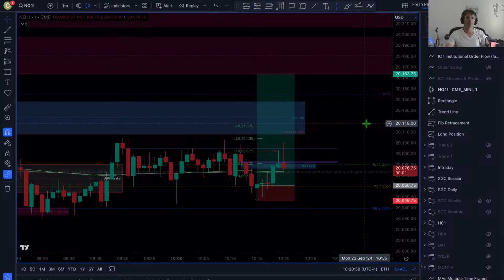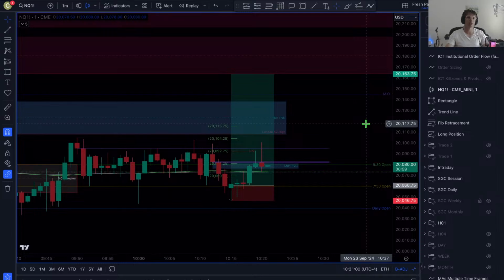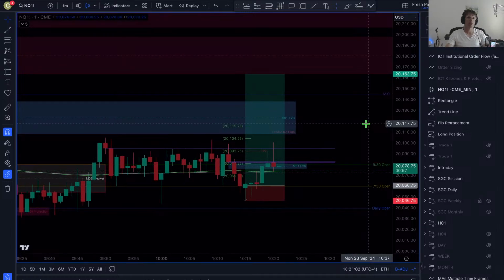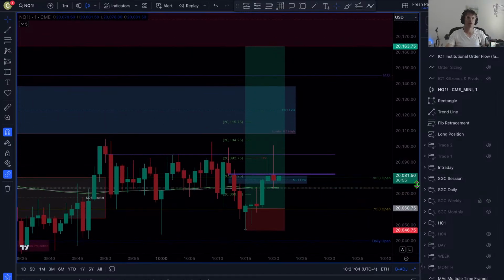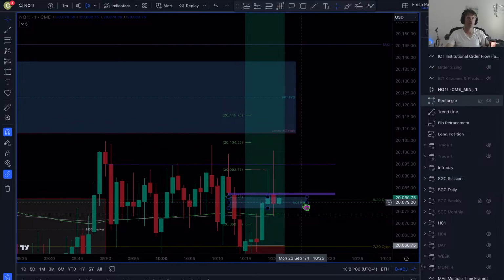See if it holds the MAs now. This is the retouch of the MAs and the pullback into that inversion on the M1.